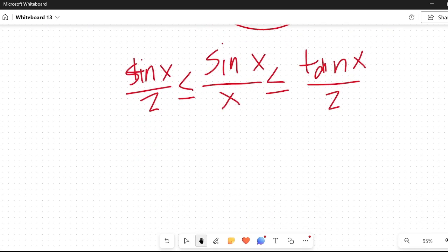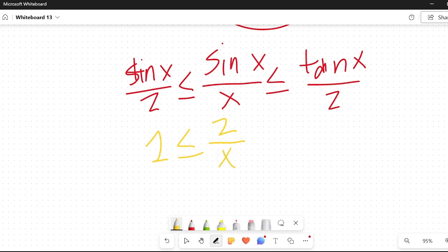And essentially, this is going to be our squeeze. So if we multiply each expression by 2 over sine x, I won't actually do this right here, this one's going to become 1, and this will become 2 over x, greater than or equal to cosine of x. Like so.